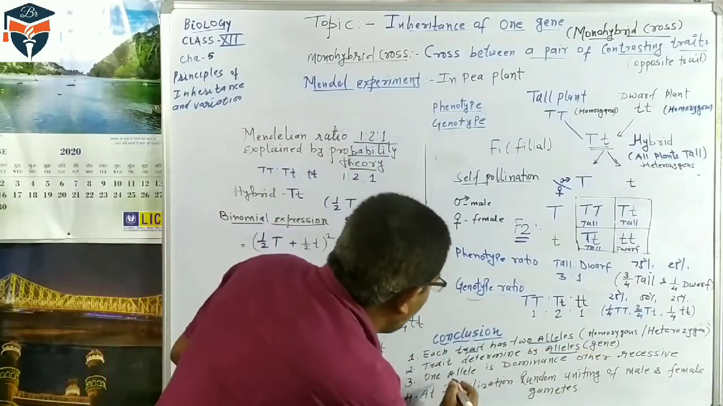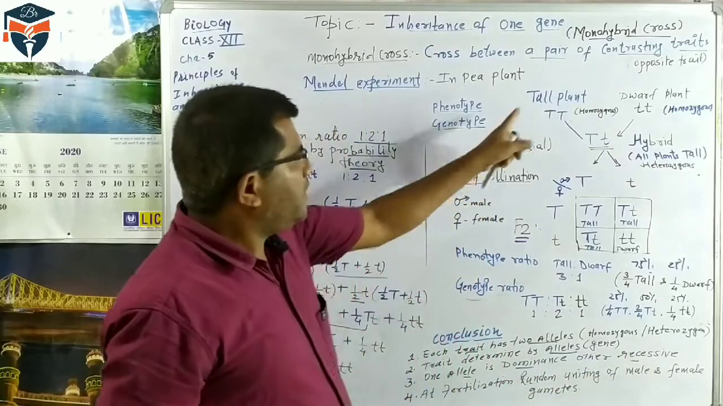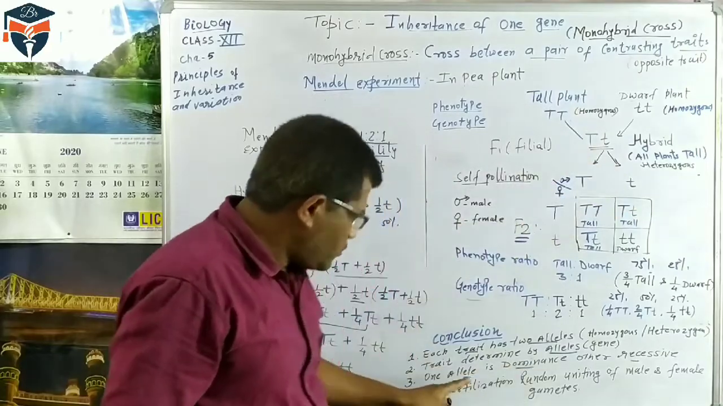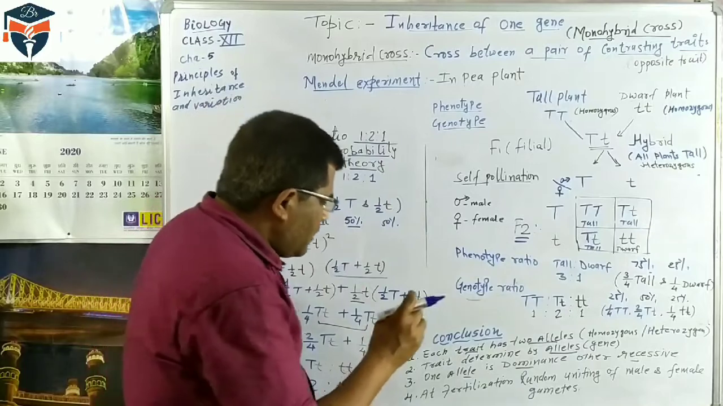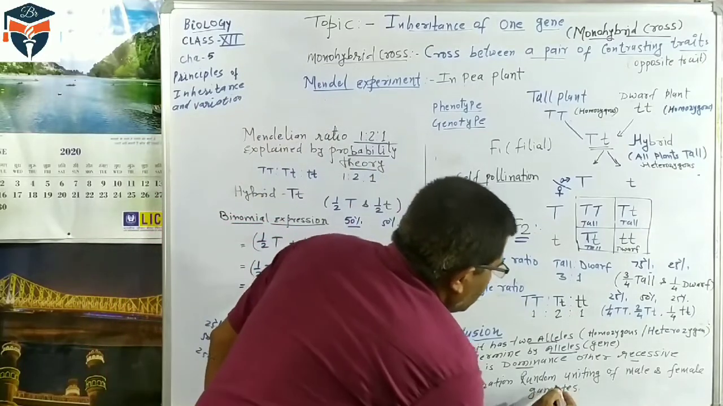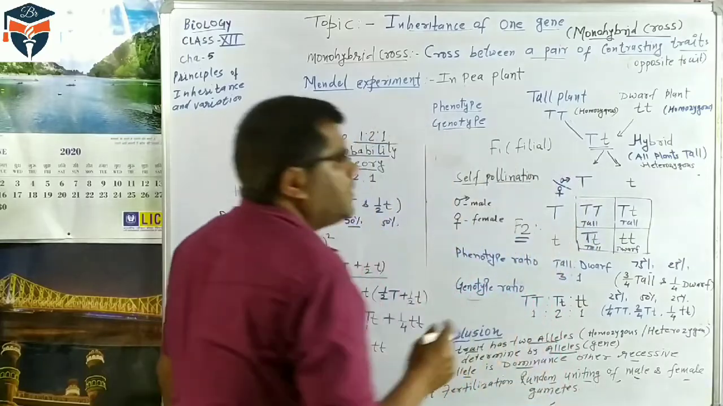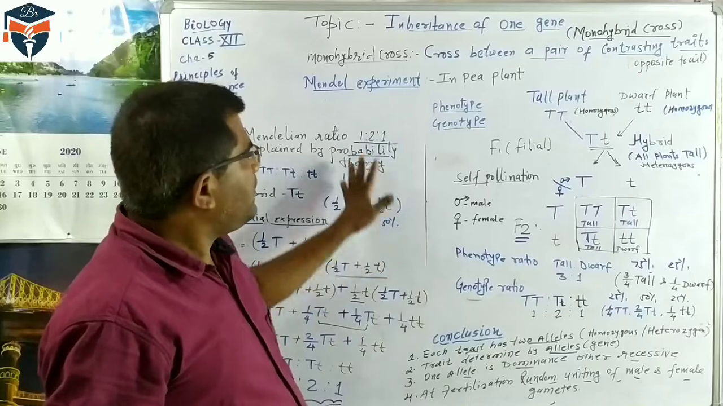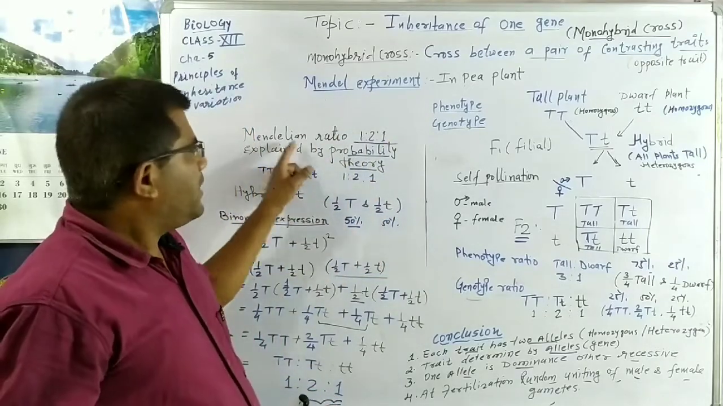Then one allele is dominant and the other allele is recessive. Here you will see only one allele is expressed. Capital T is expressed, so it is the dominant allele and the other is the recessive allele. And at fertilization, random uniting of the male and female gametes takes place. So these are the 4 conclusions of the mathematical expression of the Mendelian ratio.